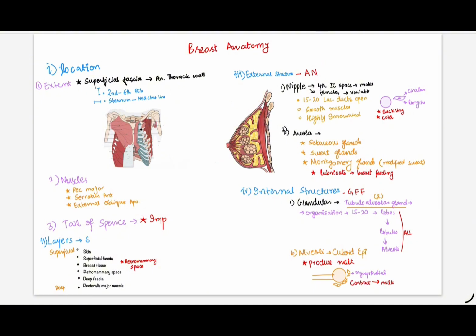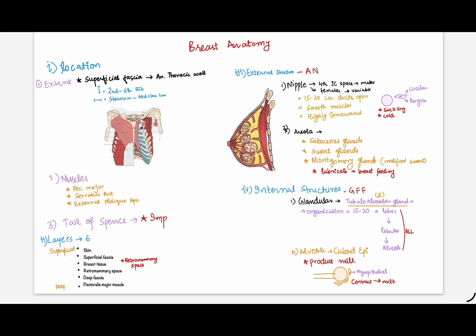Anatomically, it is made of glandular tissue and ducts. There's a lot of glandular tissue, then there are ducts, then there's connective tissue, fat, blood vessels, lymphatics, and nerves. There are a whole lot of things going on, and we are going to discuss everything here.